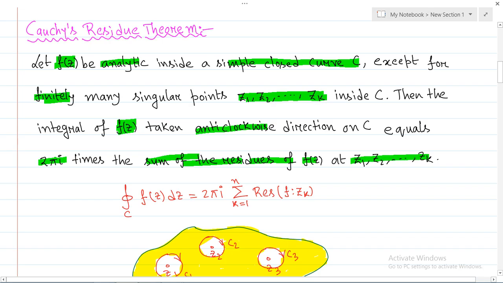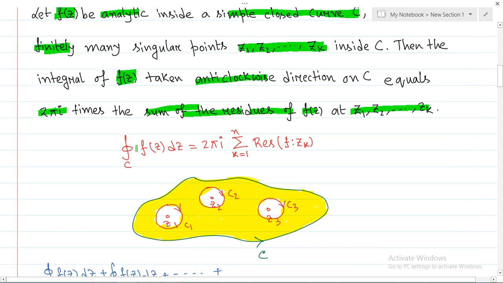So if the analytic function has only a finite number of singularities z1, z2, zk, for instance k singularities inside C, then the value of the integration of f of z taken over the closed curve C, that is integral over C of f of z dz, is going to be 2 pi i times the sum of all the residues at each and every singularity inside the closed curve C, that is summation k equals 1 up to n of the residue of f at zk.